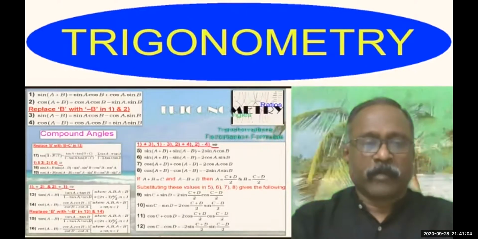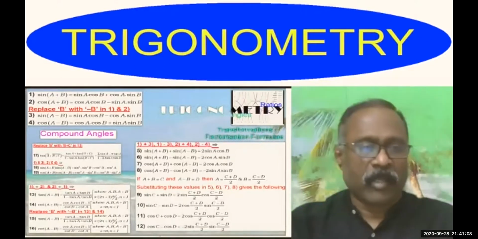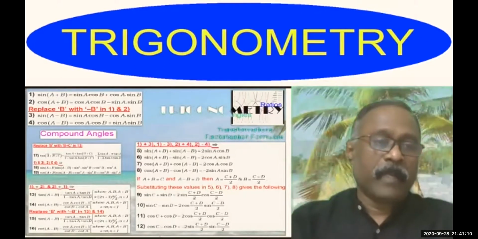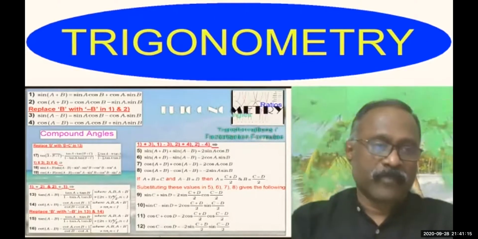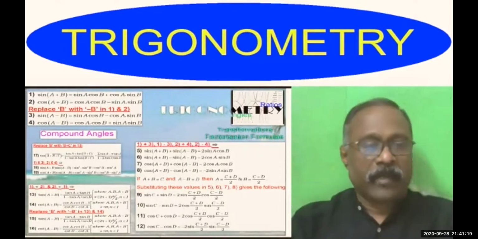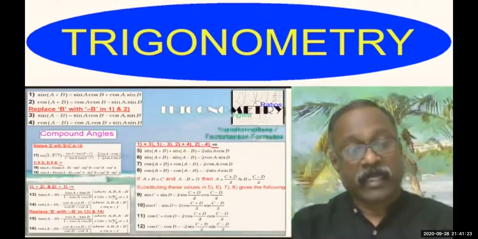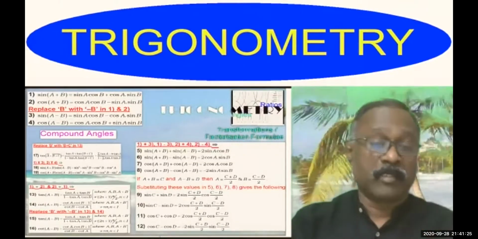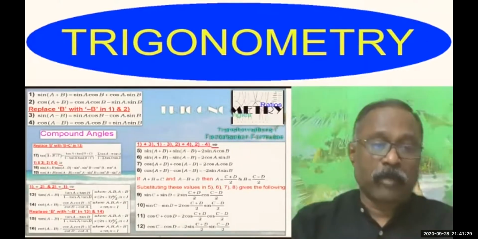From these 2 formulae, I'll be deriving all the rest of the formulae. Just to give you a rough idea: replace B with minus B in 1 and 2, where this is the first formula and this is the second formula, and thereby you'll get 3 and 4. After that, you will be adding 1 and 3, and subtracting 3 from 1. Next, adding 2 and 4 and subtracting 4 from 2, you'll get 4 more formulae.